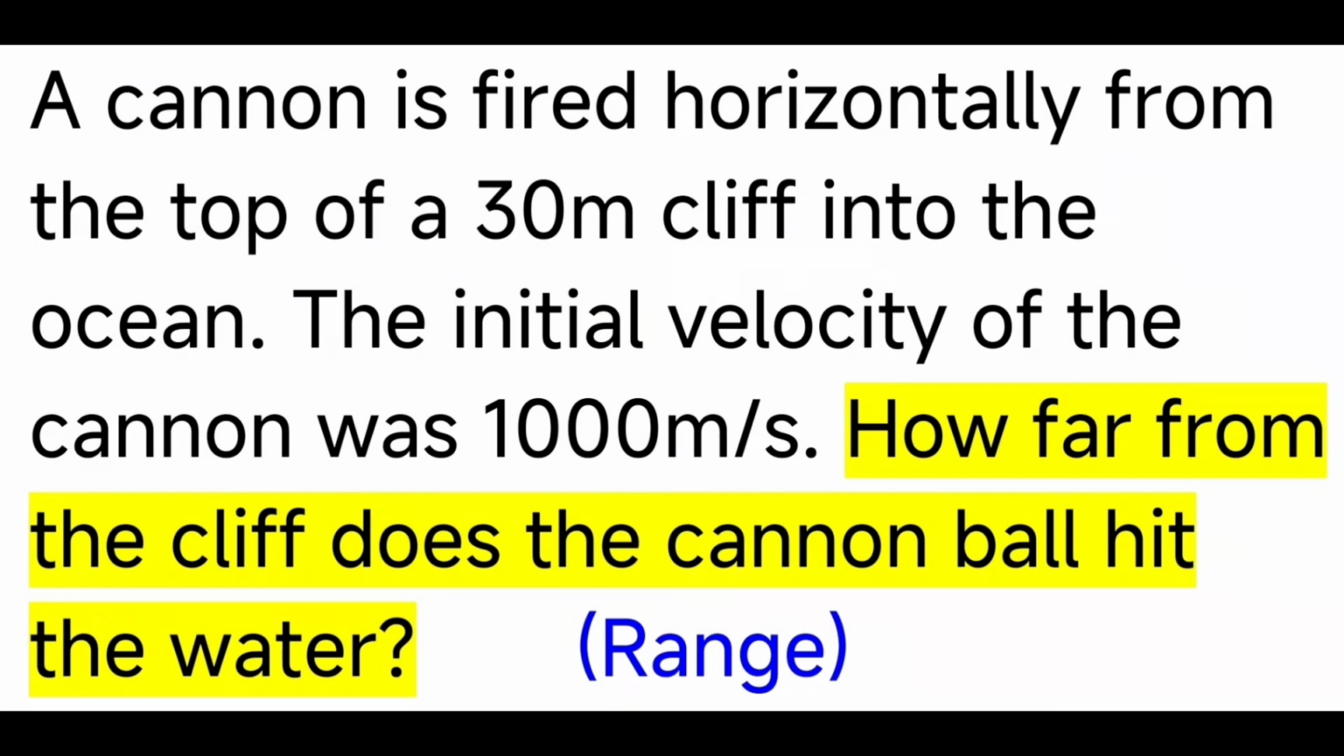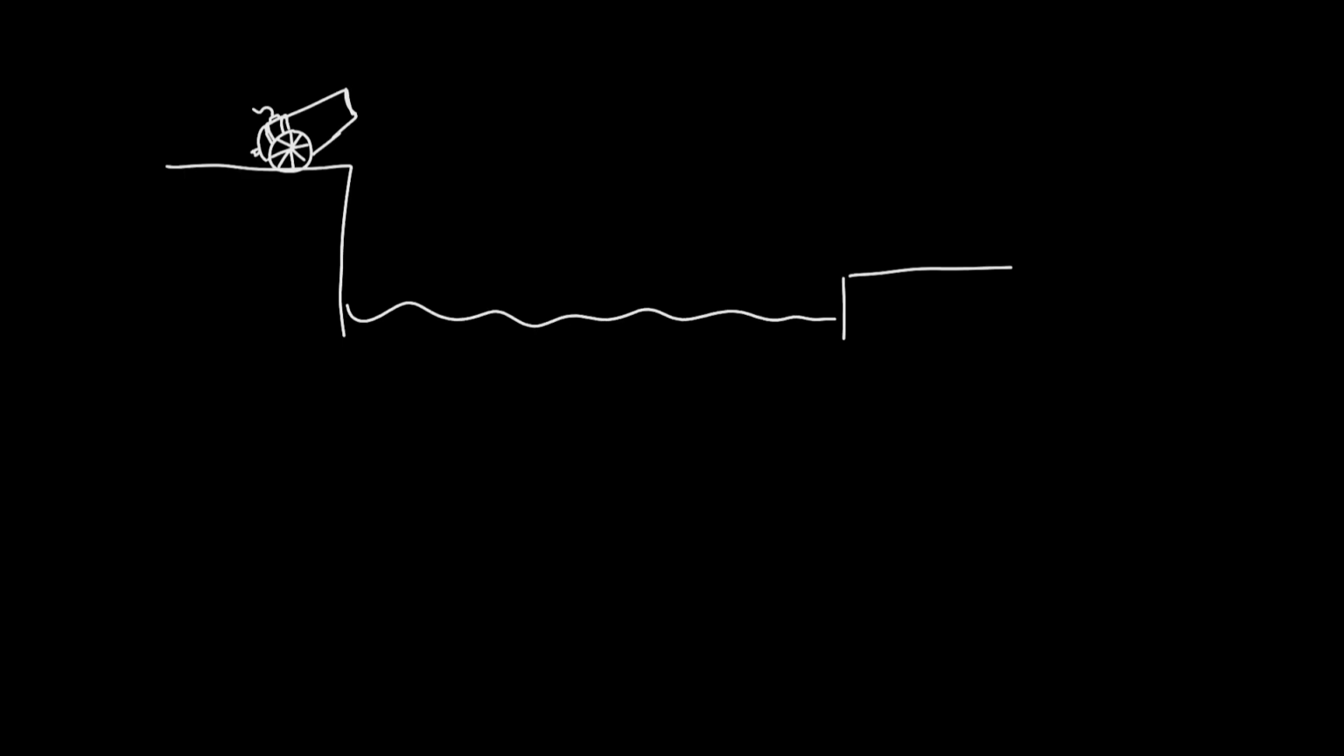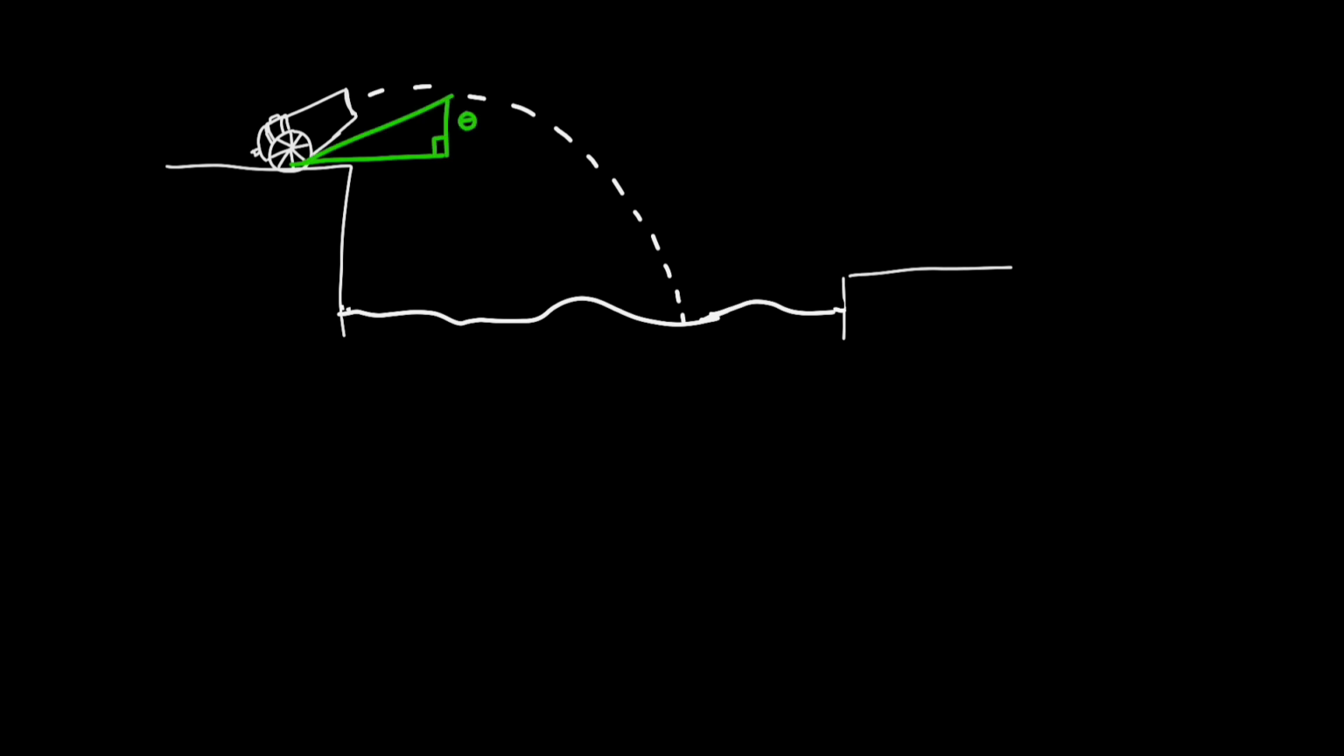Now to answer this problem, let's visualize it first. So there's a cannon, and the cannonball was fired and hit the water. So the question is, how far from the cliff does the cannonball hit the water? Let's visualize other things in this image. So that is the angle, although it's not given in the problem, and that is the range. Now we are looking for the range, so let's see what is given in the problem. We have the initial velocity of 1000 meters per second. The angle is not given, while the height of the cliff is given, which is 30 meters.